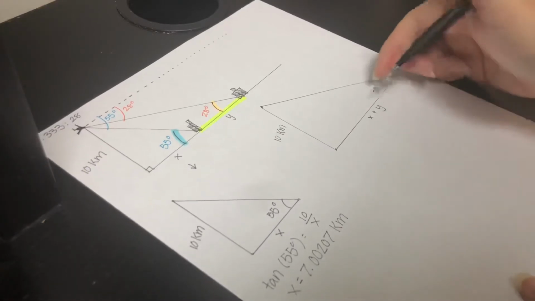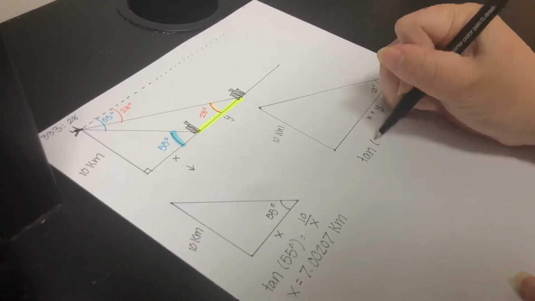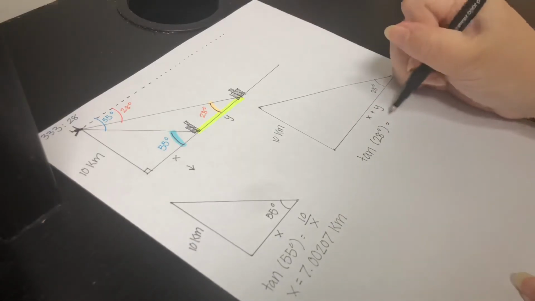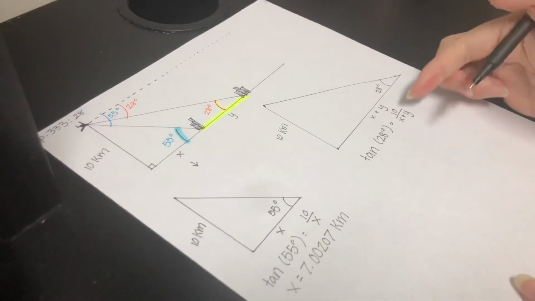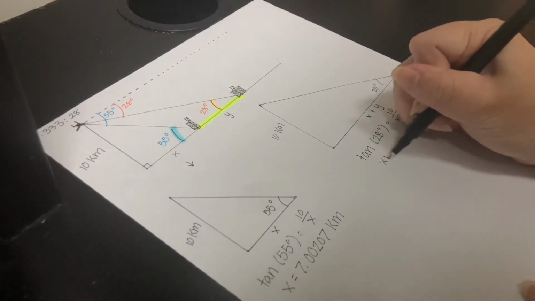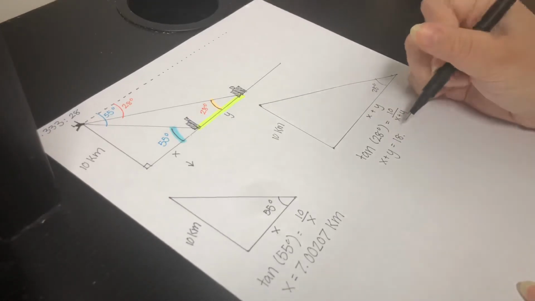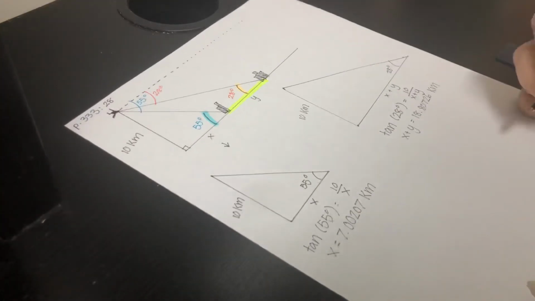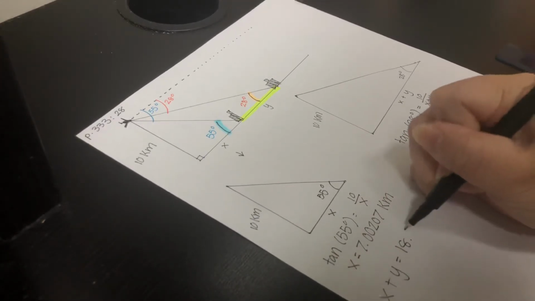Moving on to here, we know that it's still the same tangent because we're given the same information. Tangent of 28 degrees is equal to opposite over adjacent, so 10 kilometers as well, over x plus y. This is also the same thing as 10 divided by tangent of 28 degrees this time, in which x plus y is equal to 18.80726 kilometers.